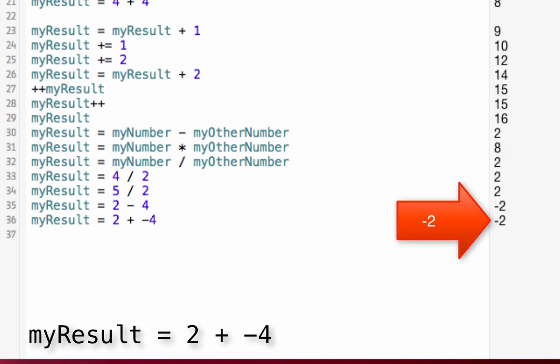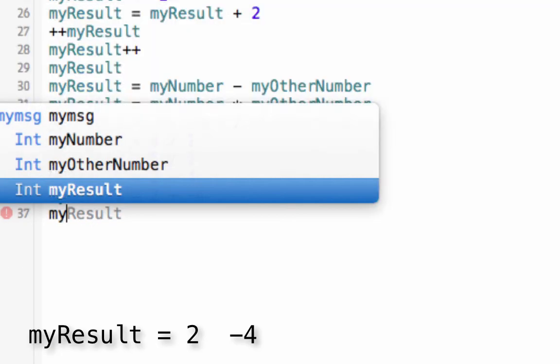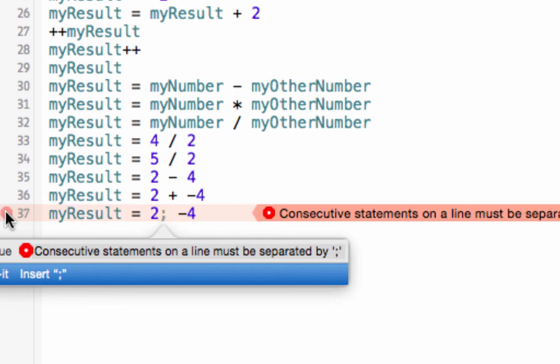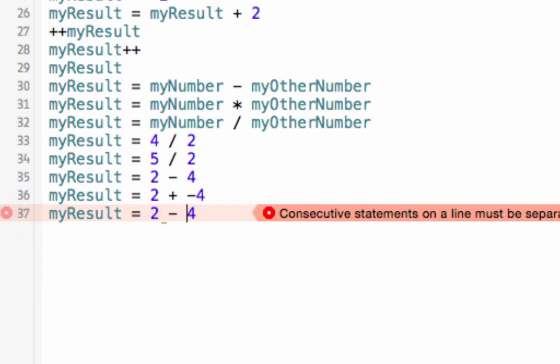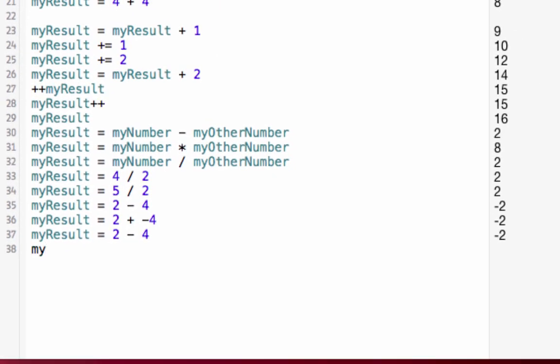Which brings up a possible error you might get. Be careful with spacing. Type this. We get an error, since Swift thinks this reads myResult = 2 -4. It wants an operator, not two numbers. Add a space between the minus and the 4. The error disappears. Now try this.